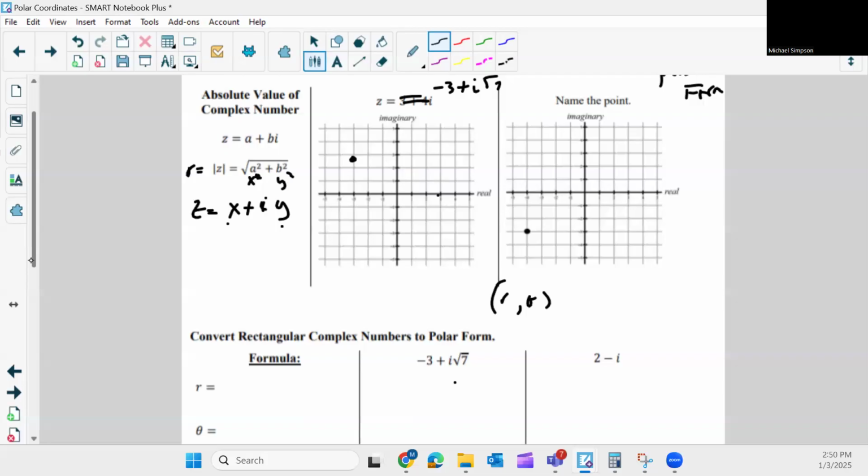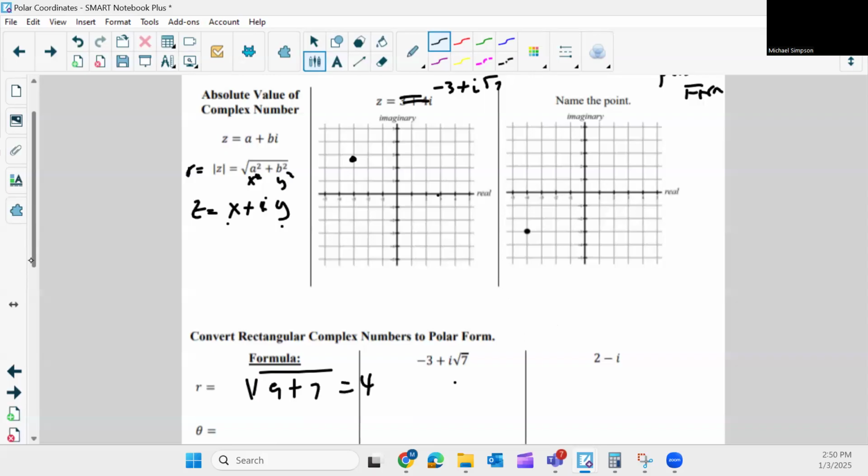So that's the point on the complex plane. We call it the complex plane. And now I want to find r, which is the magnitude of z. So r, or the magnitude of z, is equal to the square root of negative 3 squared, which is 9, plus square root of 7 squared, which is 7. Hope you guys see that, right? And that's going to give me 16, which is equal to 4.